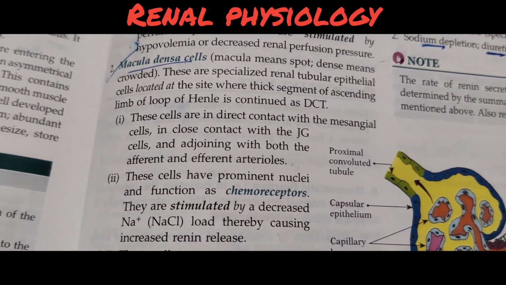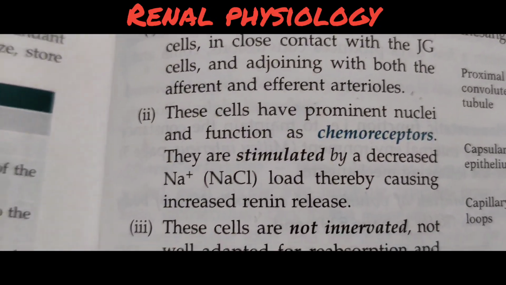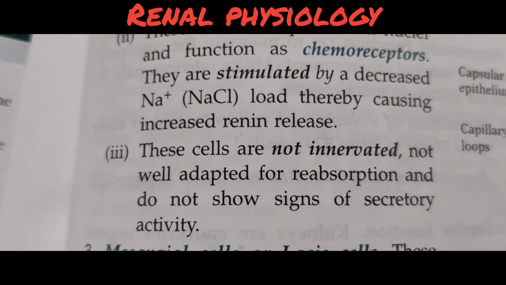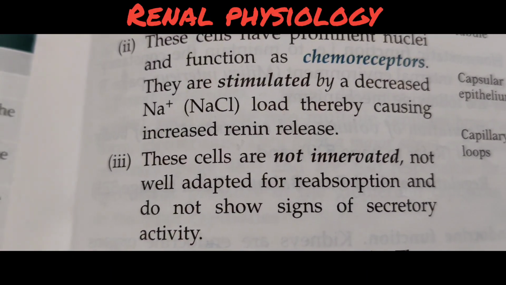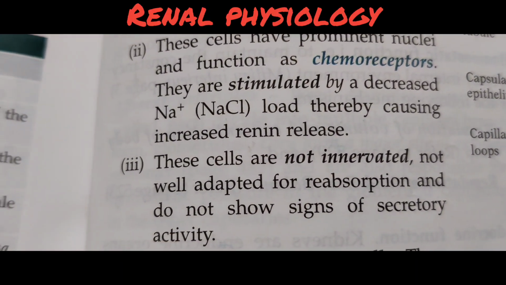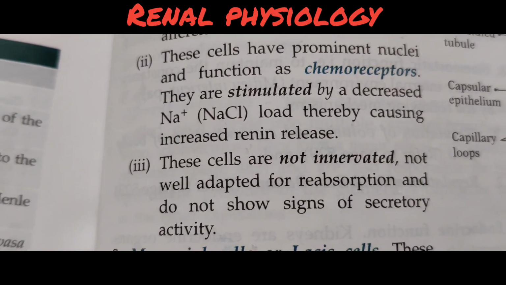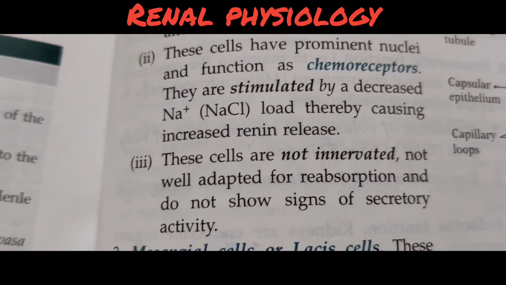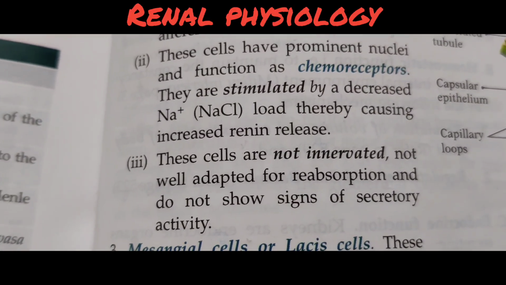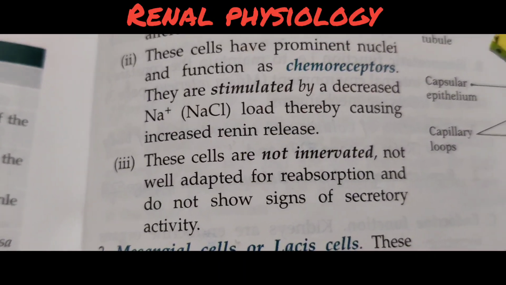The next cell we saw were macula densa cells. Okay, so what is the function of macula densa cells? They function as chemoreceptors and they are stimulated by a decrease in sodium ions or sodium chloride load. So whenever there is a decrease in sodium, it will cause increased renin release. These cells are not innervated by any innervation, sympathetic or parasympathetic, and they are not well adapted for reabsorption, and they do not show any signs of secretory activity.